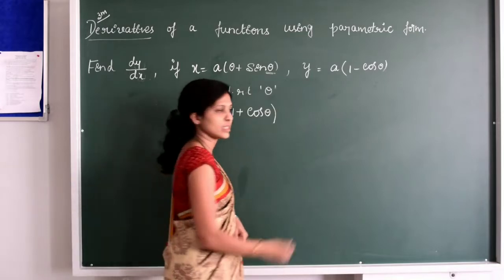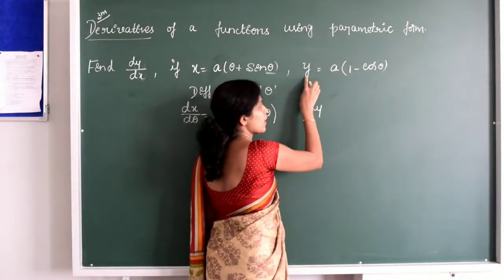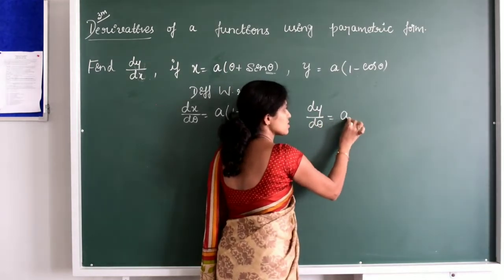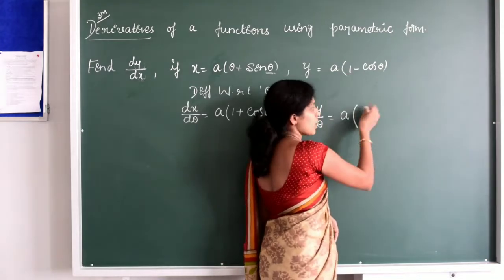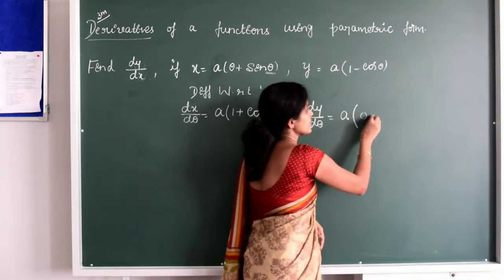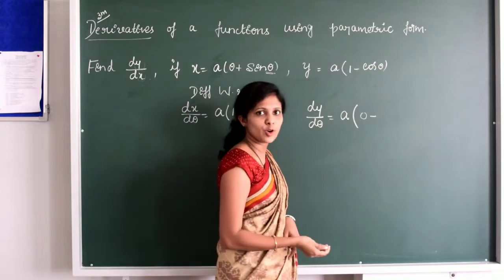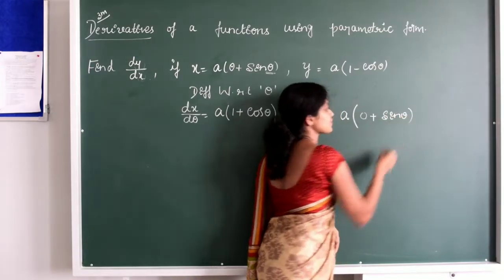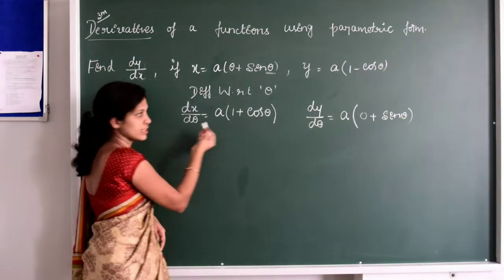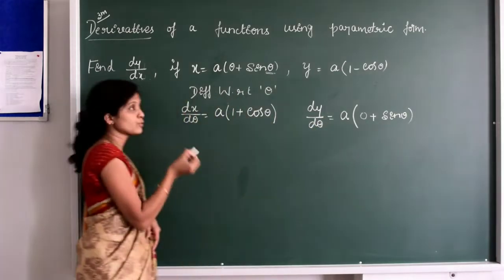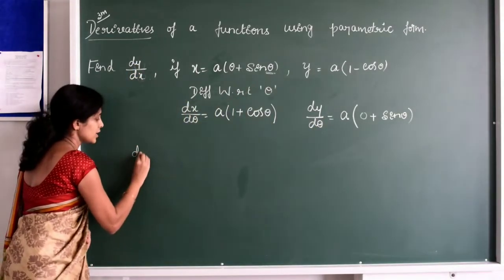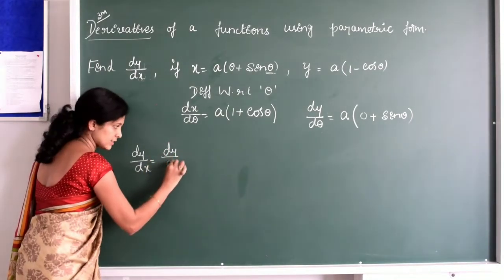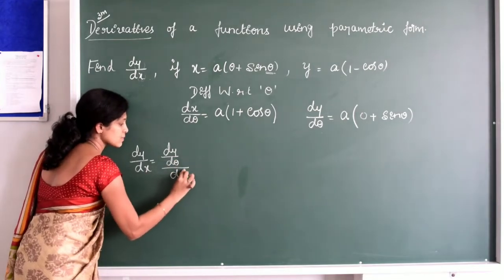Similarly we will differentiate this one with respect to theta. That is now derivative of y with respect to theta, dy by d theta, is equal to a, a is constant as it is. Derivative of 1, a constant, will be 0, minus derivative of cos theta. What is the derivative of cos theta? Minus sin theta. So minus into minus will be plus sin theta. So here we got dx by d theta and dy by d theta. But you have to find dy by dx, right? So dy by dx can be represented as dy by d theta divided by dx by d theta.